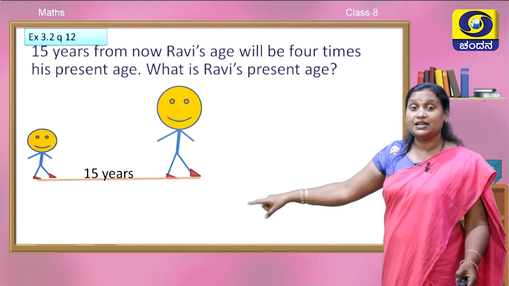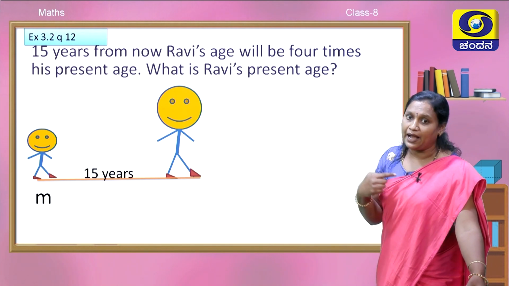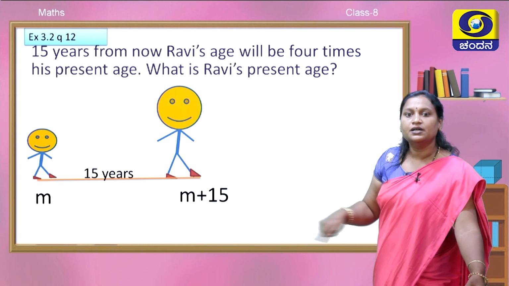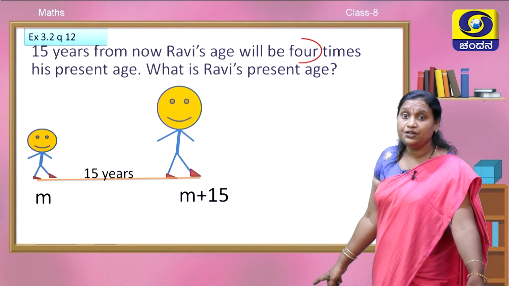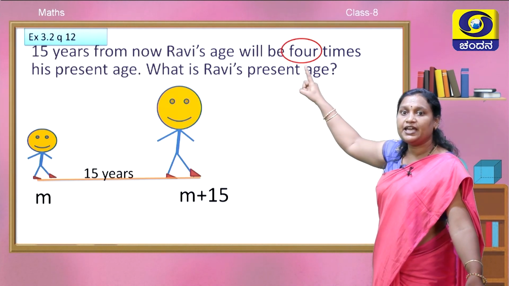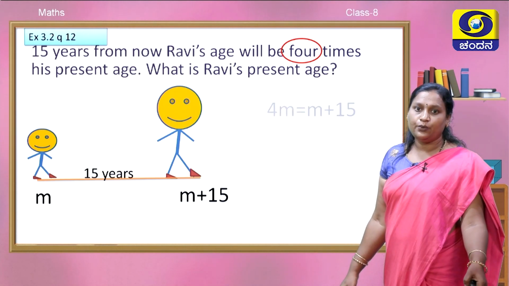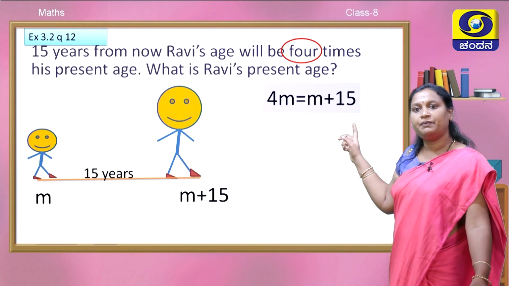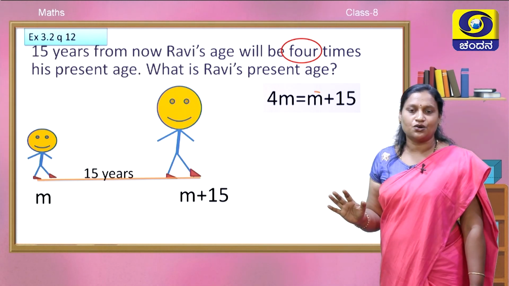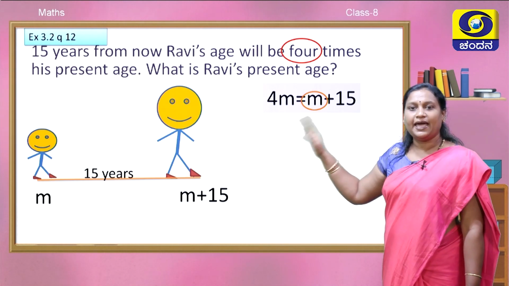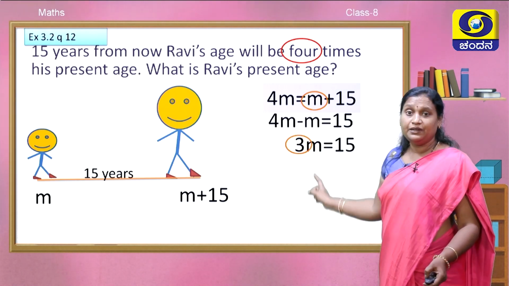So, what we'll do? We'll assume his present age to be m, and after 15 years, definitely we have to add 15 to whatever is his age now. Therefore, we'll take it as m plus 15, right? But there is a condition given in your question, that is his age would be 4 times the present age. So, considering that, we'll write down the equation. It is 4m is equal to m plus 15. Very easy equation. Once you write down the equation, very easy to solve. So, we will be transposing m. 4m minus m will become 3m. 3m is 15. 3 we will be cross multiplying.